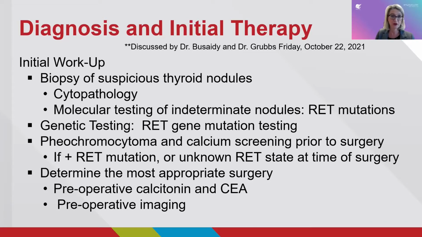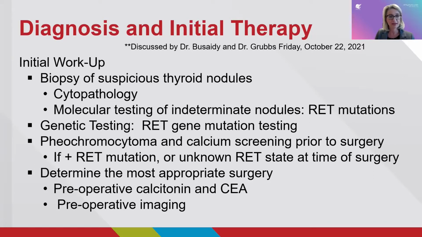If we don't actually know the gene mutation status at the time of surgery, those are people that I would still test for pheochromocytoma prior to surgery, to make sure that they did not look, in their blood work, like they had too much adrenaline hormone. What we look for is called metanephrines or normetanephrines.